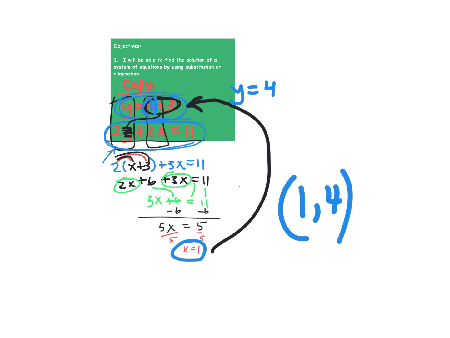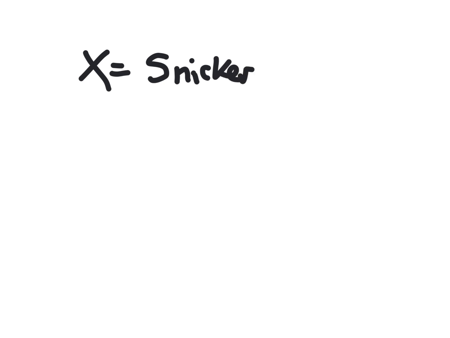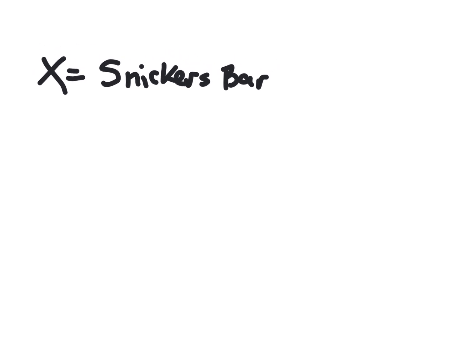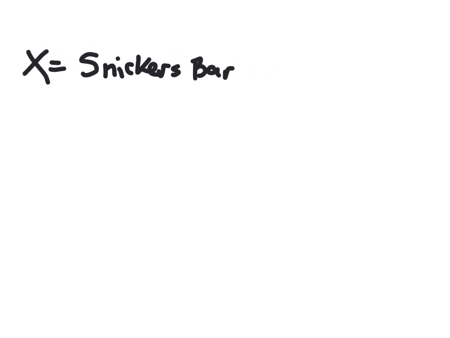So let's take a minute. Just go off to the side. We're not going to go to the next slide. We're going to just go off to the side. All right. And now, if I said x is going to be a Snickers bar, it's how many Snickers bars I get at the gas station. And y is going to be hot dogs.